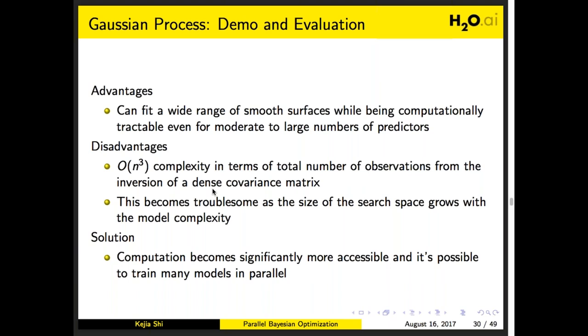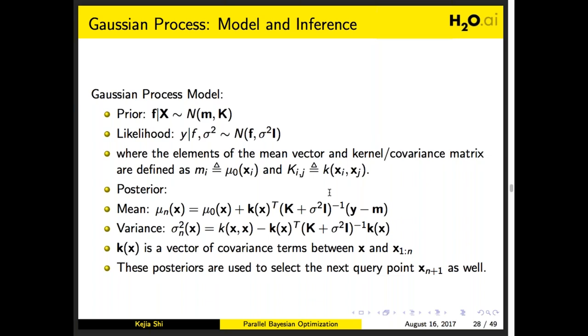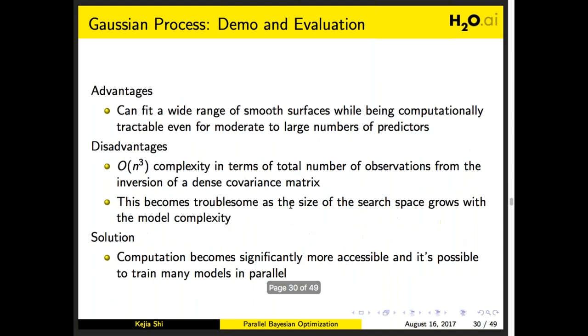What are the disadvantages? When you're trying to compute the mean and variance, there is an inverse term, and this term has n cubed computational complexity. So it's going to be a problem if you have a very large search space. The solution is that we can do some parallelization, because we now have more computational power.